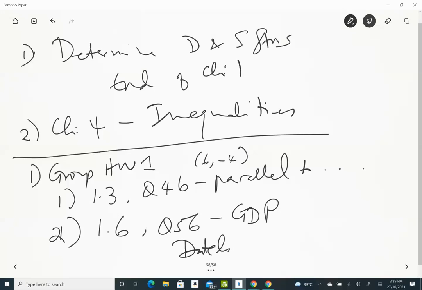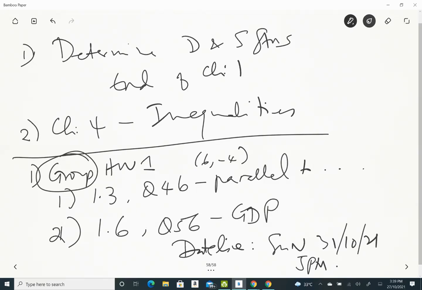Deadline means you can submit earlier, but not later than Sunday, 31st October, 5 p.m. This is a group work, only 1 answer per group. You don't have to send your own answers. You send 1 answer per group. In your work, include your full names and your metric numbers, including the names in the group, you and your friend.